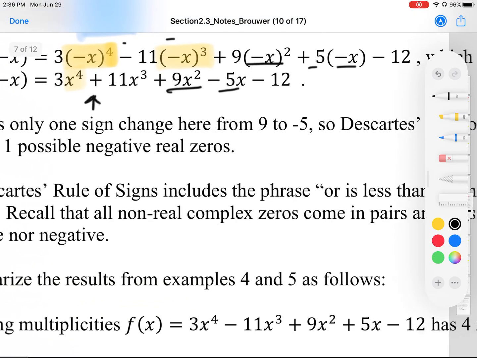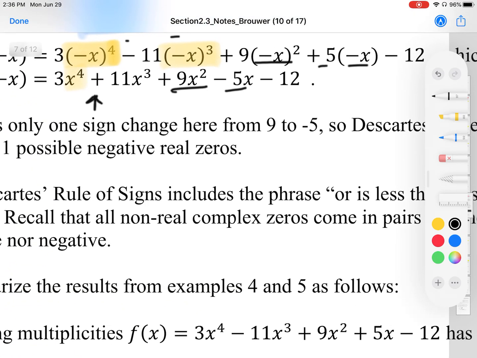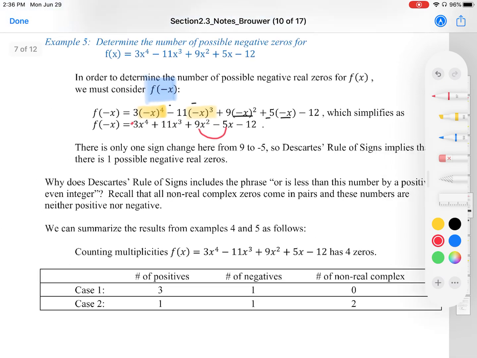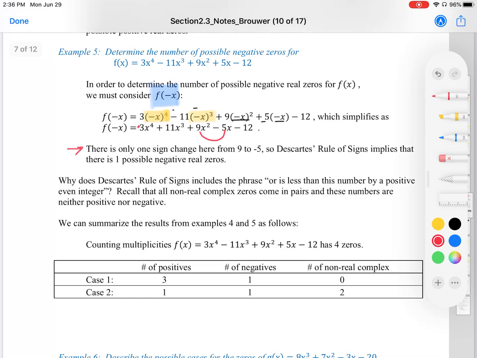Now let's take a look at our sign changes. We start off with a positive and it stays positive up until here. That's our first sign change. We only have one sign change, from 9 to negative 5, so Descartes' rule of signs implies that there is one possible negative zero.